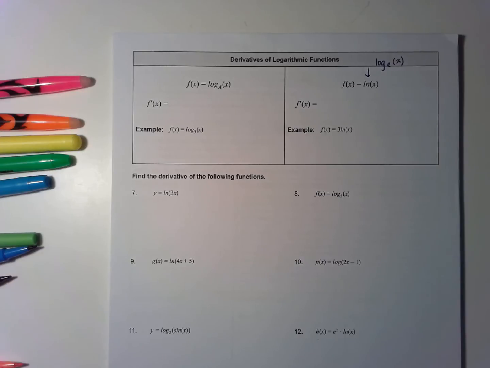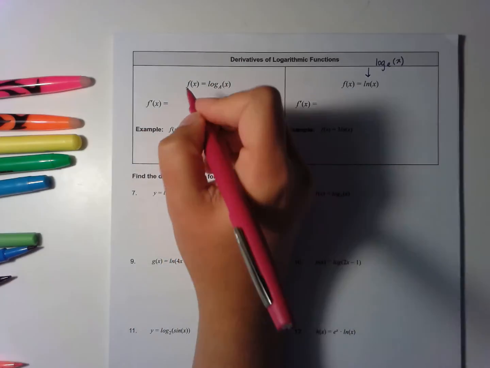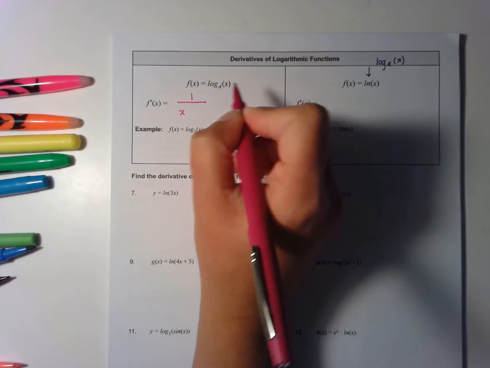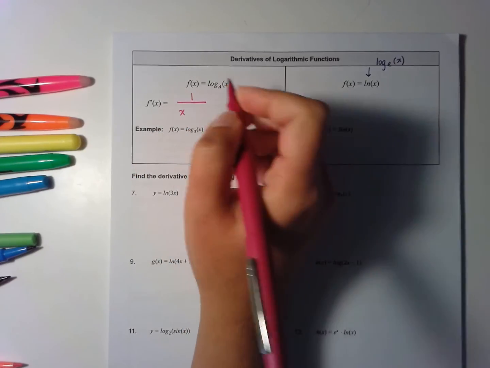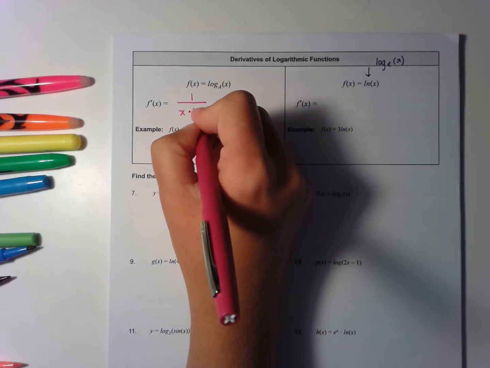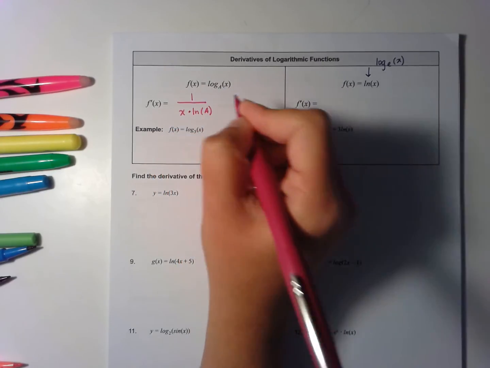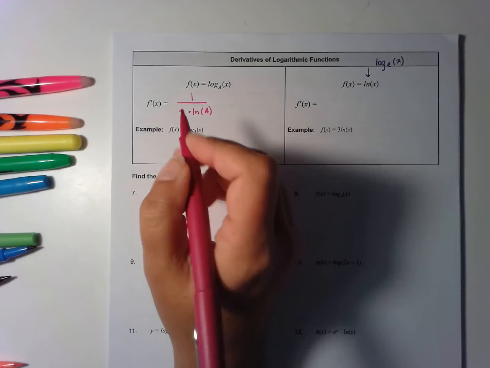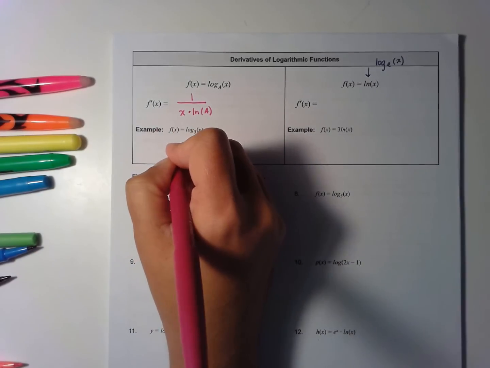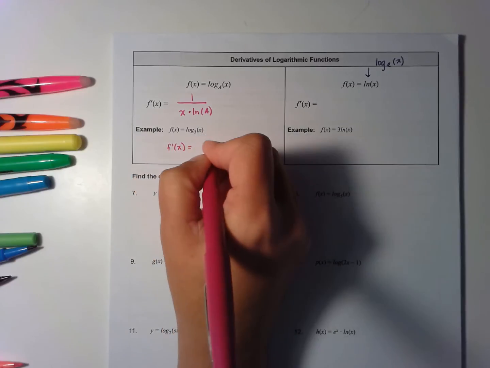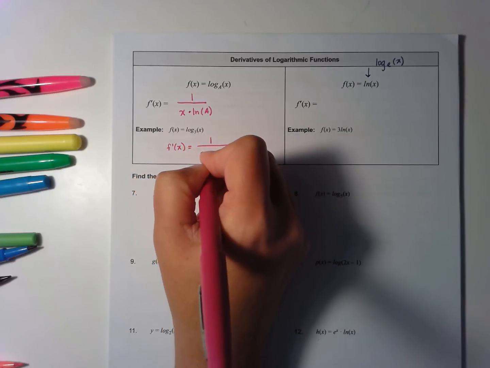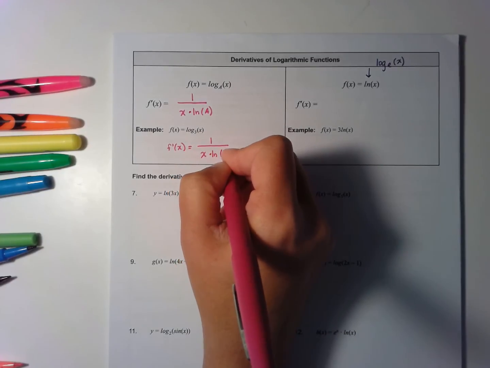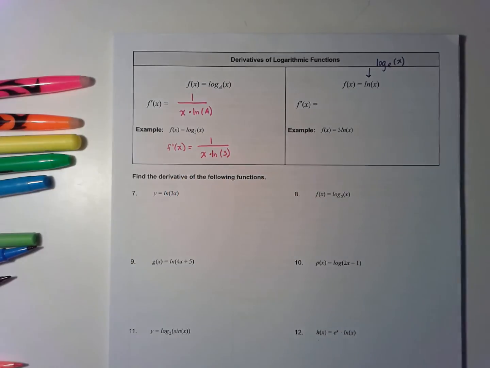So the derivative of a logarithm function where a is the base is going to be 1 over whatever is inside, so whatever's inside the parentheses, times the natural log of the base, which is a. An example would be that if I asked you to find the derivative of log base 3 of x, I would say that the derivative is going to be 1 over whatever is inside, so x in this case, times the natural log of the base, which is 3.